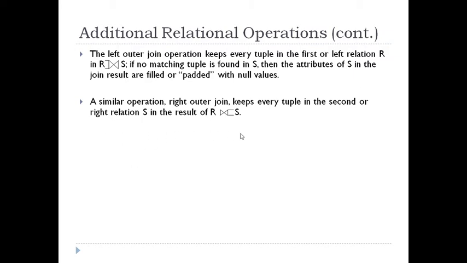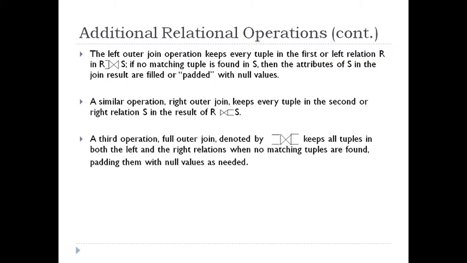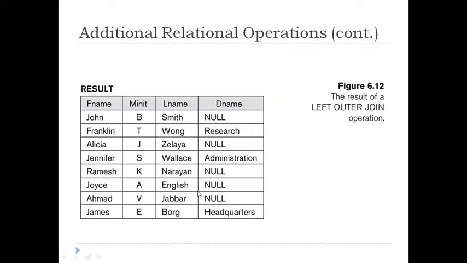Then similarly we have right outer join. In right outer join, it's just the reverse: it will keep all the tuples from S, and for the non-matching tuples in R, it will just put null values for the attributes of R. And in the third one, that is full outer join, matching and unmatching tuples from both relations will be taken in the result.